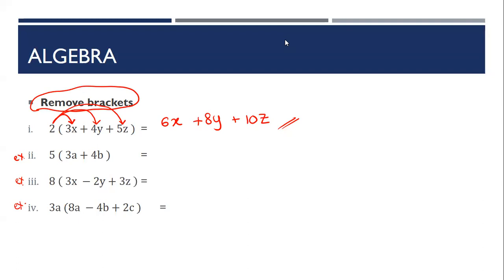Okay, so the second one is 15a plus 20b. Let's check the second one. In our second example, I multiply 5 by 3a and it is 15a, plus 5 into 4b, 5 into 4 is 20, so 20b. So the second one we are getting the answer 15a plus 20b.